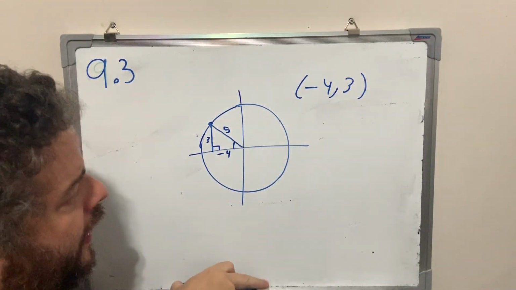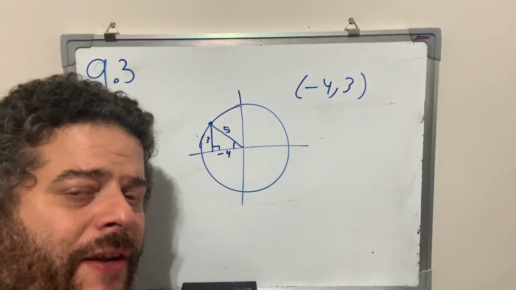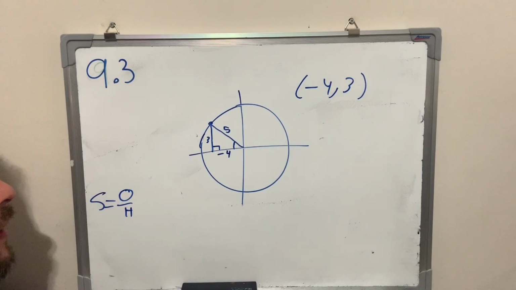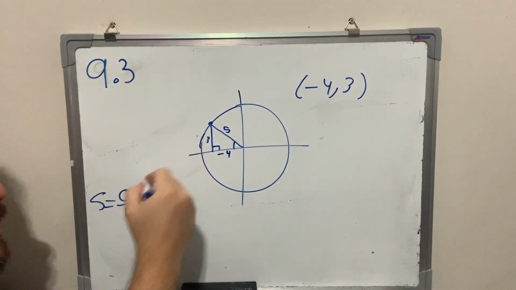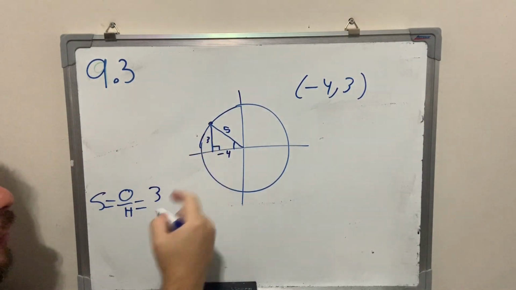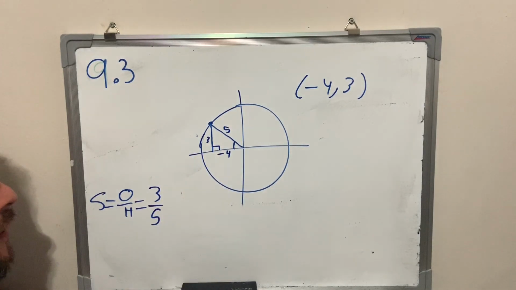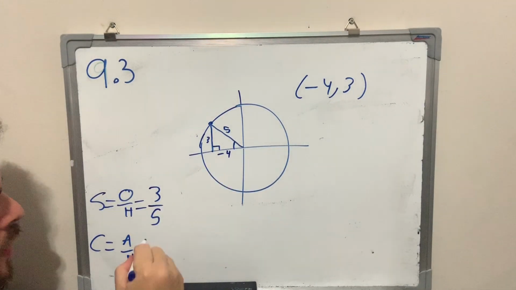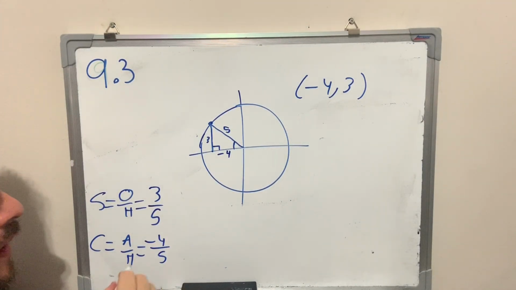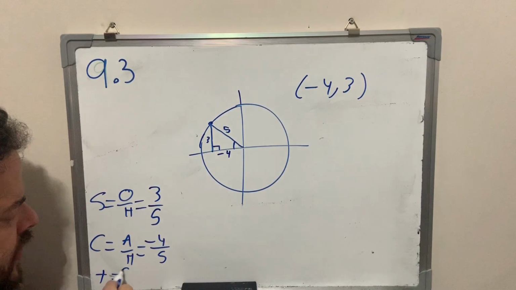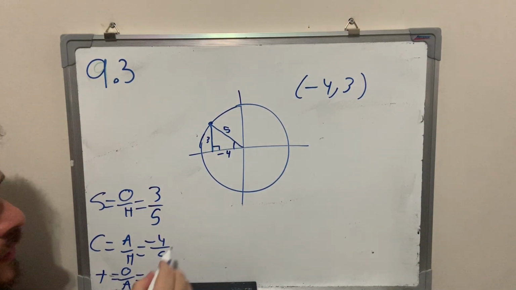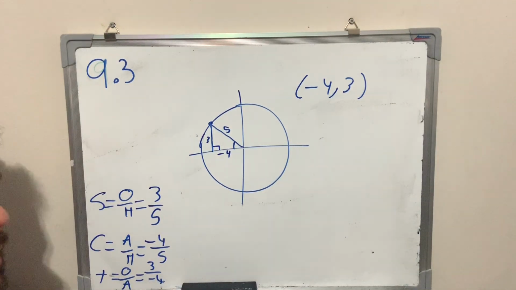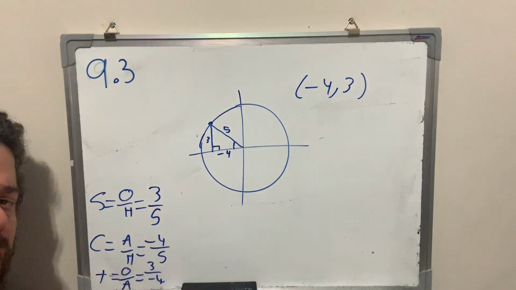Okay, now that I have my three values, let's see. Sine is opposite over hypotenuse. I know that my opposite is my y value, or 3, and my hypotenuse is 5. Cosine is adjacent over hypotenuse, -4 over 5. And tangent is opposite over adjacent, or y divided by x. Those are only 3.